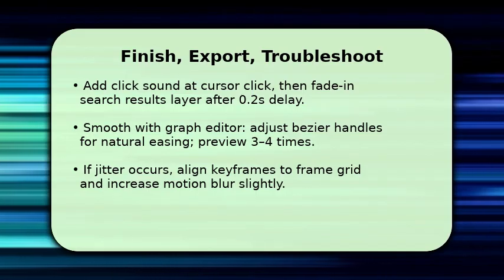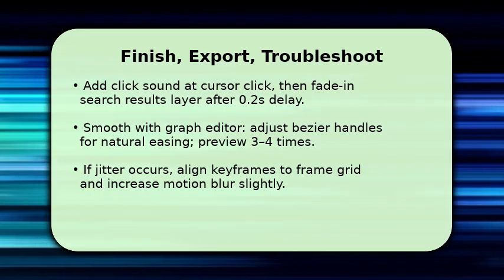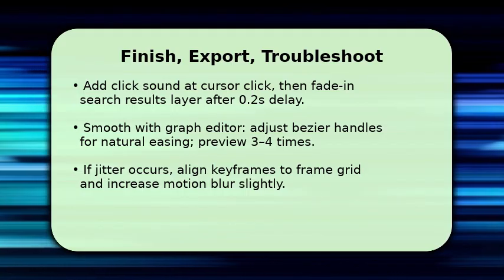Once you've tuned easing with handles or the graph editor, preview several times and tweak frame placement. If you run into jitter or stuttering, snap keyframes to the frame grid, enable motion blur modestly, and re-render at 30 or 60 FPS before final export.